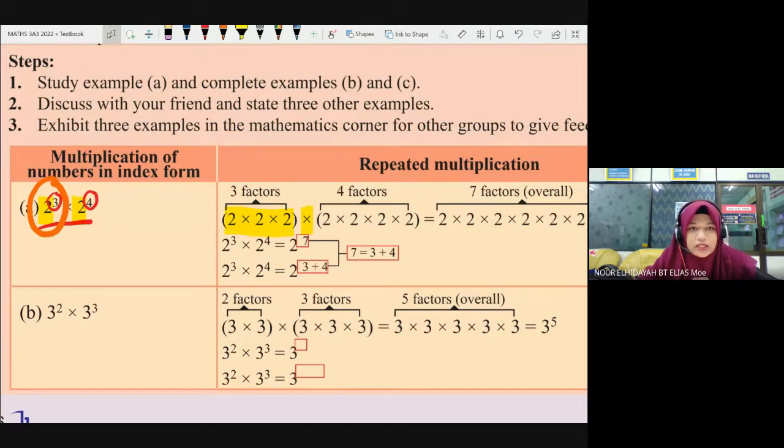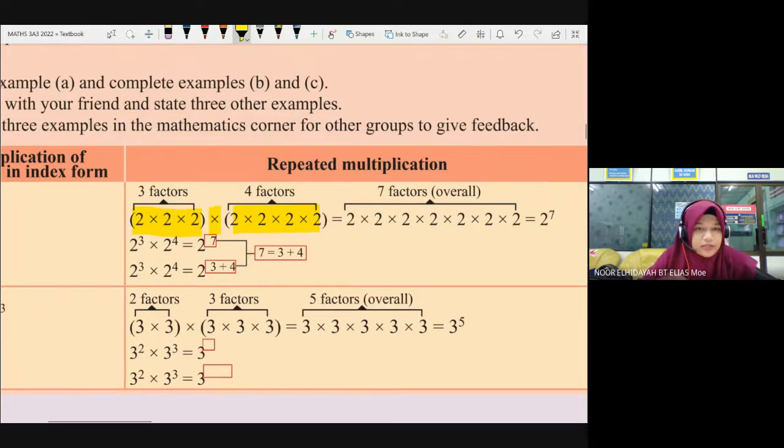Awak tengok this one is the operation, operasi yang terlibat. Kena hati-hati tengok apa dia punya operation. Operation dia multiply. Multiplied by 2 to the power of 4. 2 to the power of 4 is 2 times 2 times 2 times 2. Yang ni awak dah belajar semasa form 1. Macam mana awak nak selesaikan, awak nak campurkan semua tu.